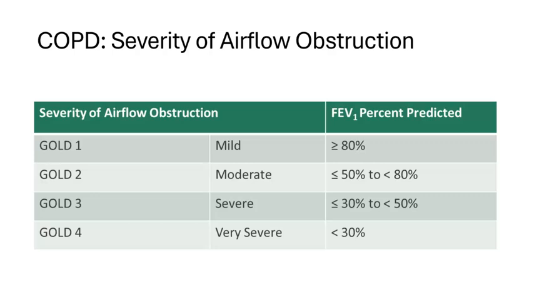So what you're looking at is the severity of airflow obstruction chart. Once a diagnosis of COPD is made, the GOLD guidelines recommend grading the severity of the airflow obstruction based on the post-bronchodilator FEV1 percent of predicted. So mild would be an FEV1 greater than or equal to 80% predicted. Moderate is 50% to less than 80%. Severe is 30% to less than 50% FEV1. And very severe is someone with FEV1 less than 30%.